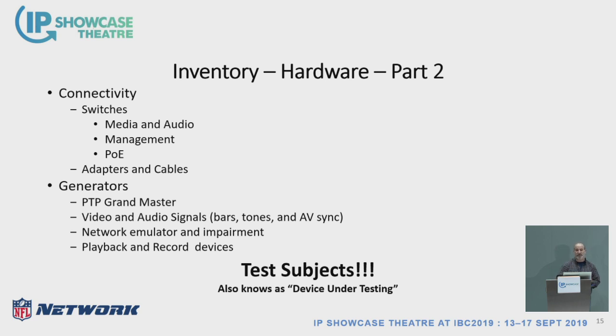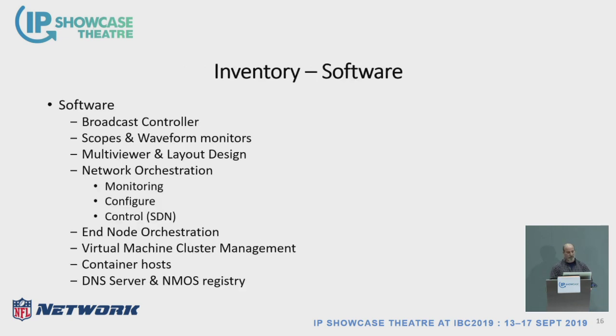Video and audio signals, obviously what you want to test: bars, tones, ABC in sync, footage that you can play back and watch and see what happens. A network emulator and impairment. That's the one that would introduce, you feed it in what you want, introduce the impairments, and create a new stream with those issues, right? And obviously the playback and record devices, because we wanted to record and then play it back and see frame by frame if there were issues introduced.